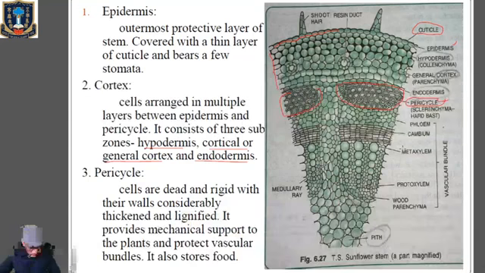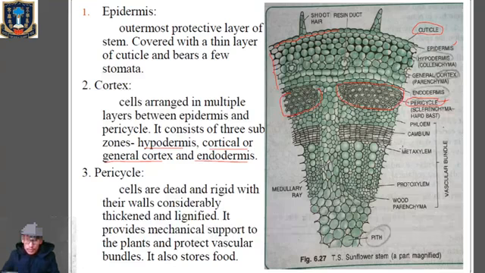The pericycle is formed of sclerenchyma. Listen very carefully. It is made up of sclerenchyma above the phloem, and it is nearly 4 to 5 layers thick. The cells of this pericycle, that is sclerenchyma, are dead cells and rigid. The sclerenchyma cells that make up the pericycle are dead cells, rigid, with their walls considerably thickened and lignified. The function of the pericycle is to provide mechanical support to the plant and protect the vascular bundles, and it also stores food.